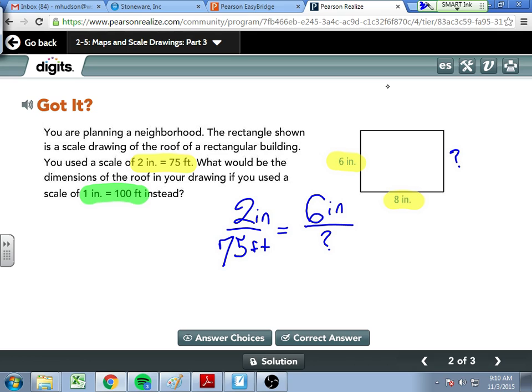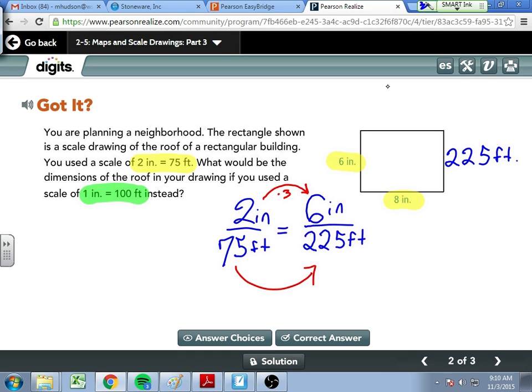One way that we could solve this would be cross multiplication and then divide to solve. But here it's actually easier than that. How do we go from 2 to 6? 3 times 3. Make sure we use hands, please. So I'll do the same thing on the bottom, and my question mark can actually turn into, what's 75 times 3? 225. 225 feet. So that tells me that the actual width of the roof is 225 feet.